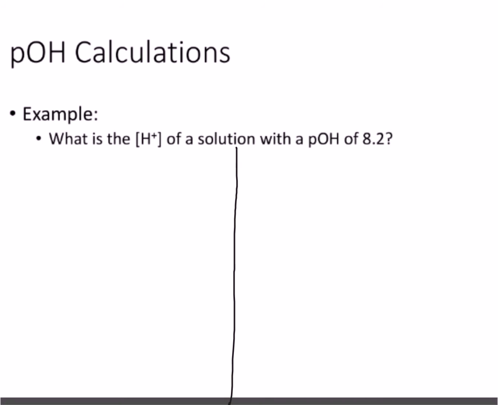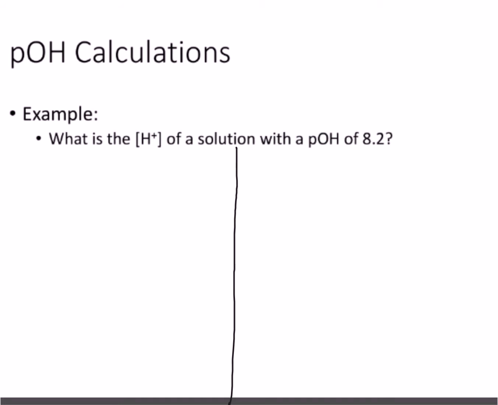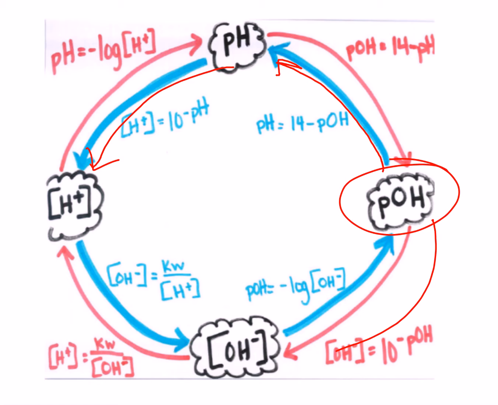So let's take a look and use that flowchart that we just had. Where are we starting on our flowchart? We're starting over here at pOH. Okay, we're starting right here. So there's 2 pathways that we can take. Follow the arrows. So we can follow the blue arrow and go up here to pH, and then from pH to H+. Or we can follow the red arrow. We can go from pOH to OH concentration, and then from OH concentration to H+.